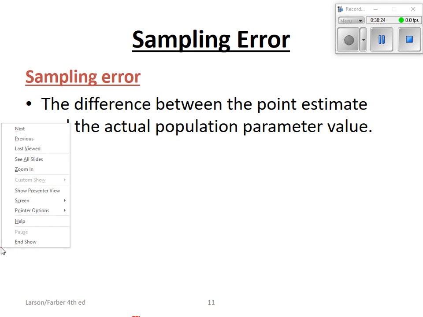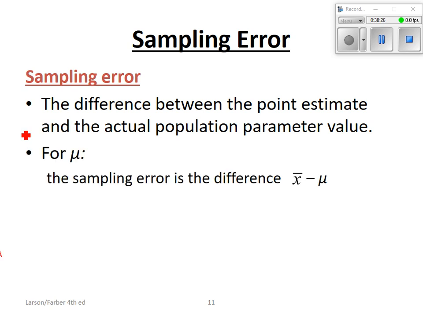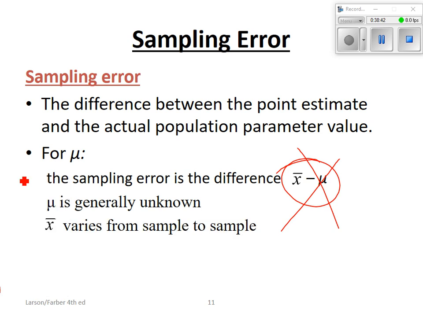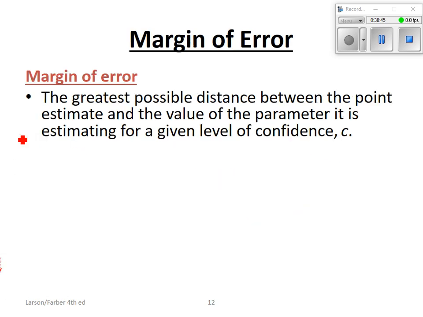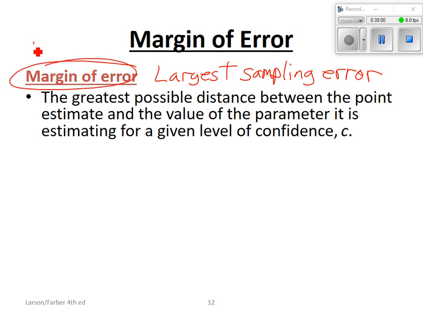Sampling error. We can't really find the sampling error, but we did on some of them. It's just x bar minus mu, but we're probably never ever going to actually know what mu is. So you can't really find the sampling error, but what we can find is the margin of error, which is the largest sampling error. Margin of error is the largest sampling error. And that's what we can find. That's our E.